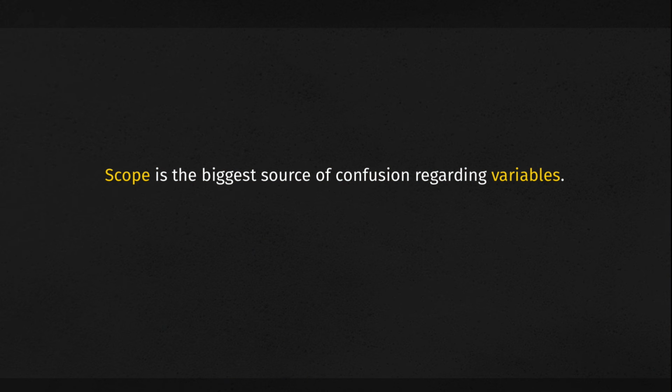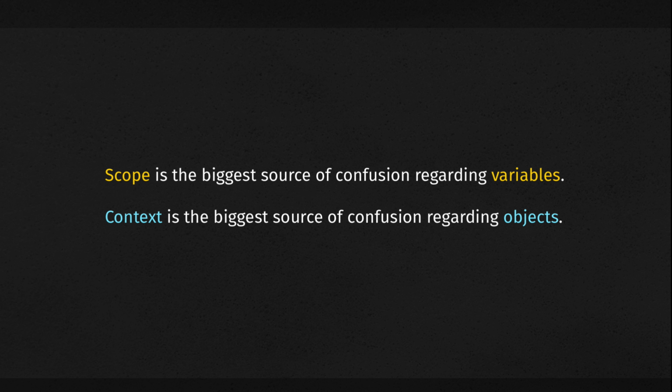I would say that scope is the biggest source of confusion regarding variables, and my definition for context would be the biggest source of confusion regarding objects. Now, these tongue-in-cheek definitions are not actually helpful, but right away they do let us know that scope has to do with variables and context has to do with objects. But beyond that, let's dive deeper. So let's start with scope, and then in the second half of this lesson, we can cover context.